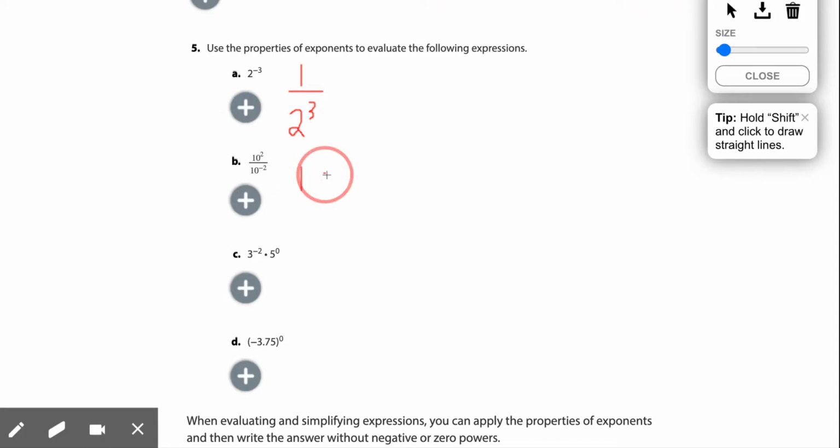10 to the 2nd power divided by 10 to the -2nd power. Well, the quotient rule says we subtract our exponents when we divide like bases. So that's 2 minus -2, and if you subtract a negative, you're actually adding. So that's 10 to 2 plus 2, which is 10 to the 4th.